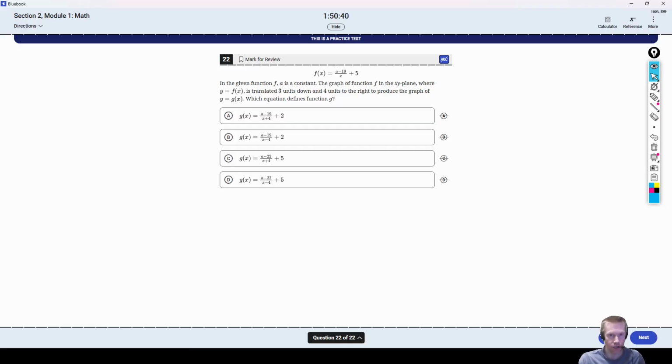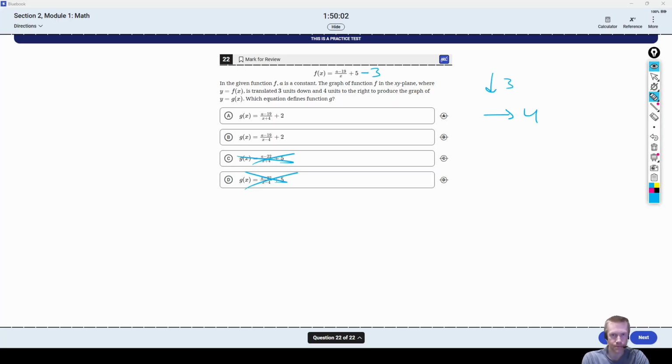All right, last question here, number 22. With this problem, basically what's going on is you have this function here that gets translated down 3 units and then to the right 4 units. And they want to know, what does the new function look like after those translations? First part, if it's going down 3, that just means you're subtracting 3, outside any parentheses or away from any x. So the 5 minus 3 here is going to become a 2 at the end. So this is wrong, this is wrong.